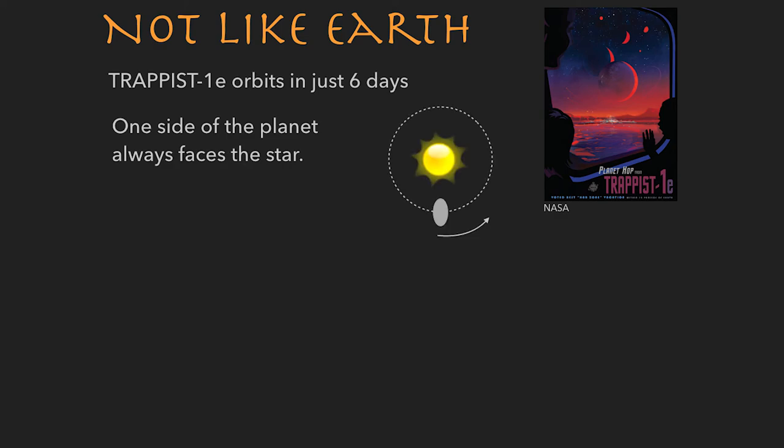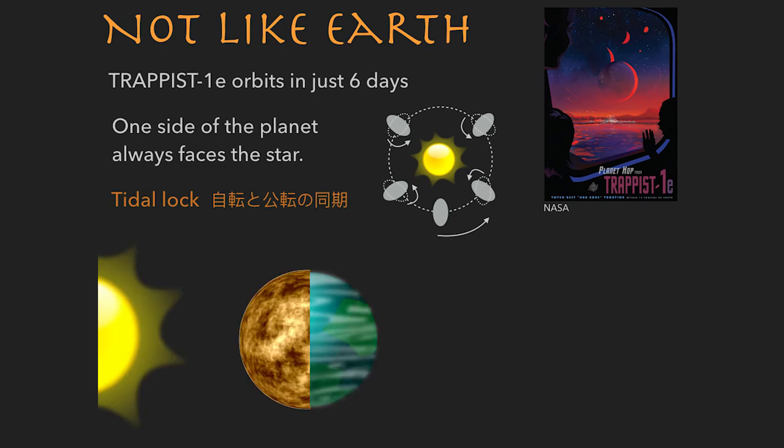And the reason for this is that at such close proximity, a bulge is raised due to the gravity of the star on the planet. And as the planet tries to rotate, the star's gravity drags on this bulge and causes the planet to turn so that one side is always facing the star. And we call this tidal locking. And what this means is the planet is a split world, one side of perpetual day that can get very hot, and one side of icy night that is always facing away from the star.